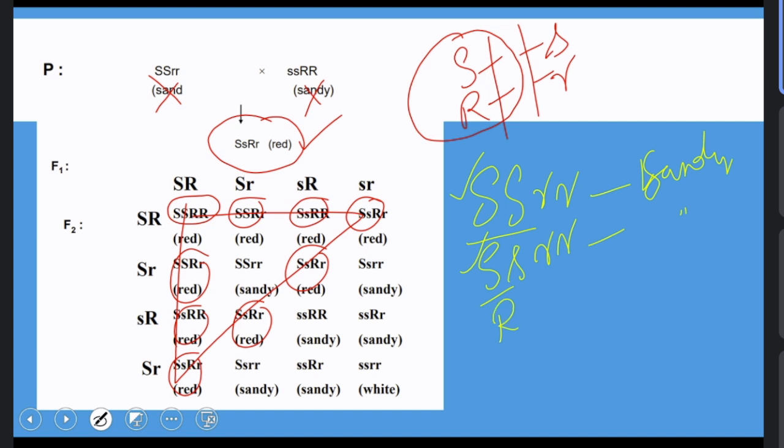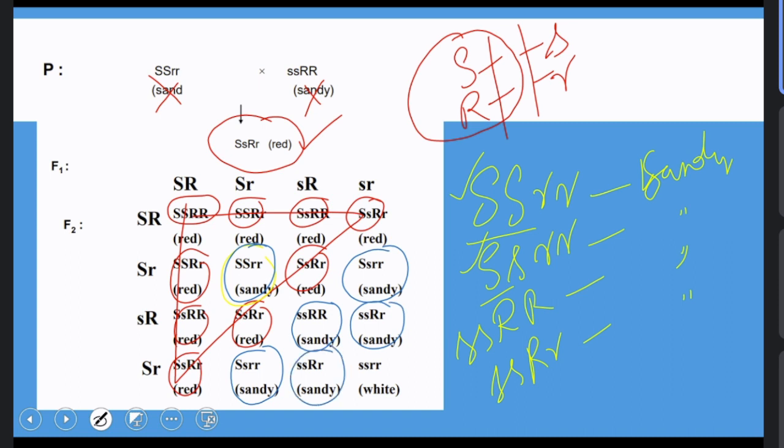Likewise, smallest, capital R, capital R. This is also sandy. Smallest, capital R, smaller. This is also sandy. Thus, only when either of these loci occupying the different loci are said to be dominant, then only it becomes what we call sandy. So these three and these three.